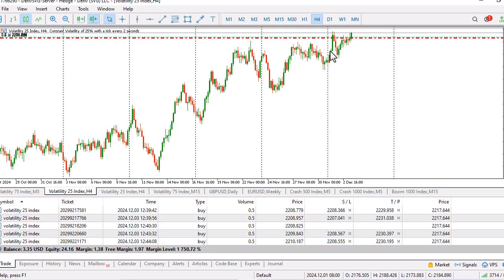Why? Look at our H1 structure. On the weekly bias, we are bullish for the main time. We are bullish for the main time.